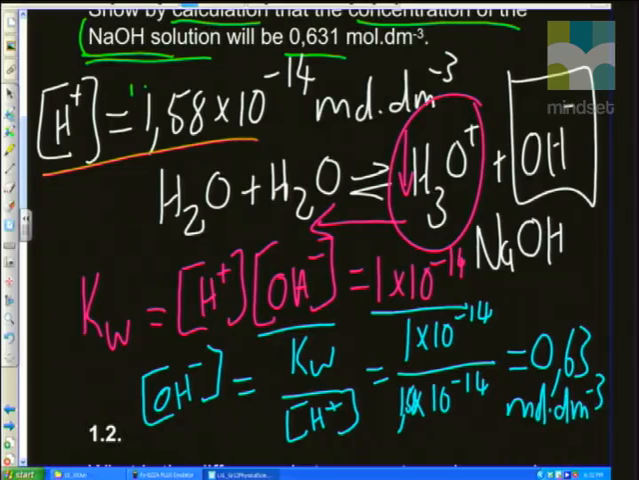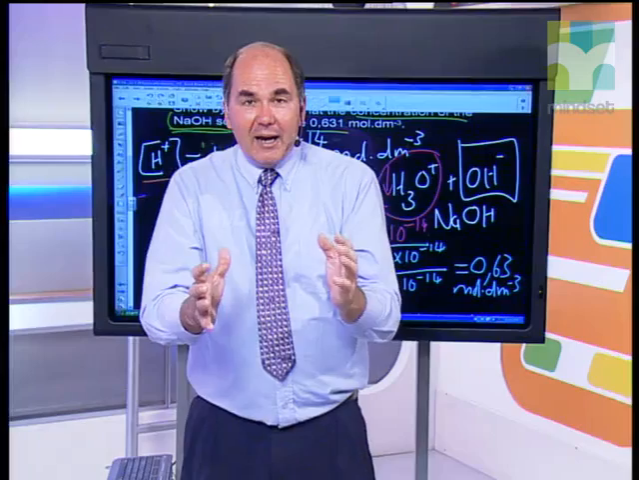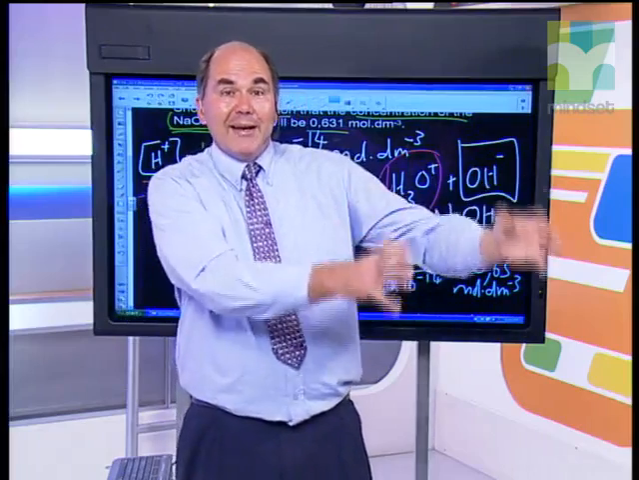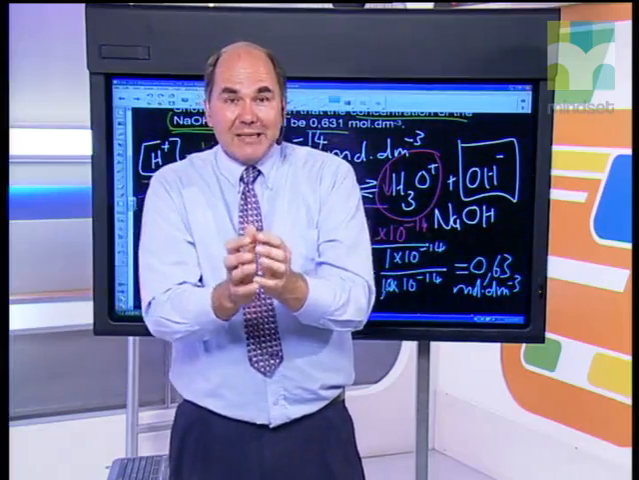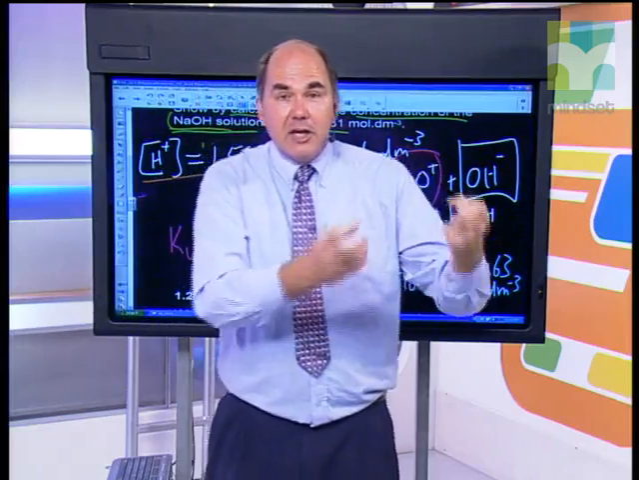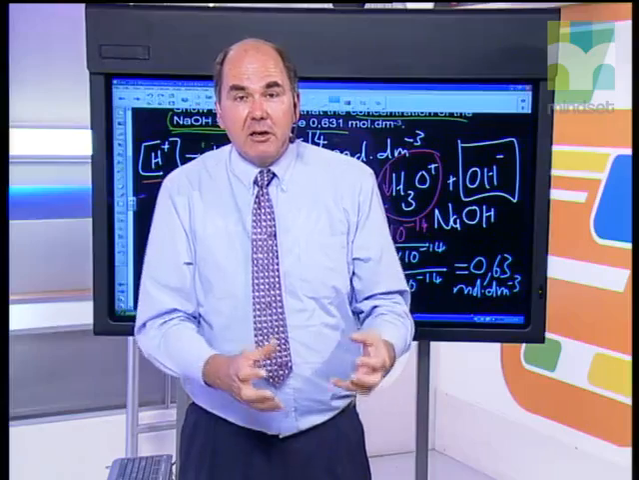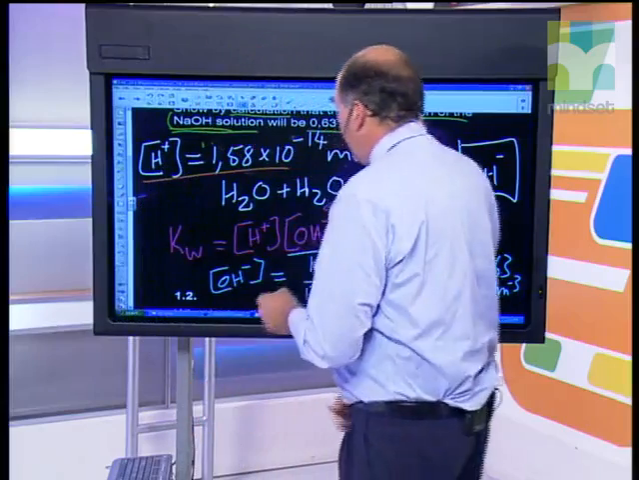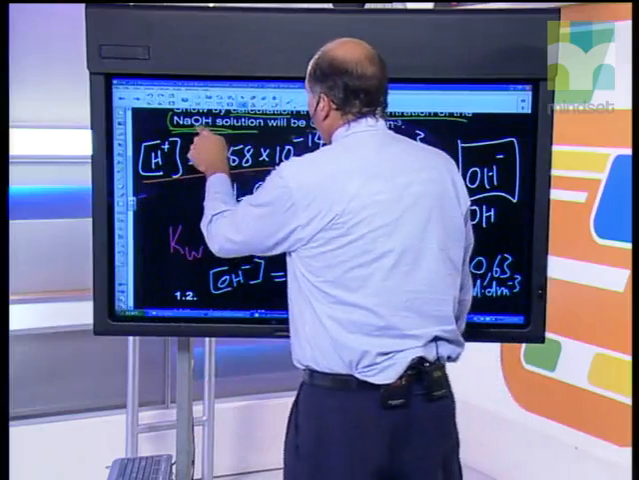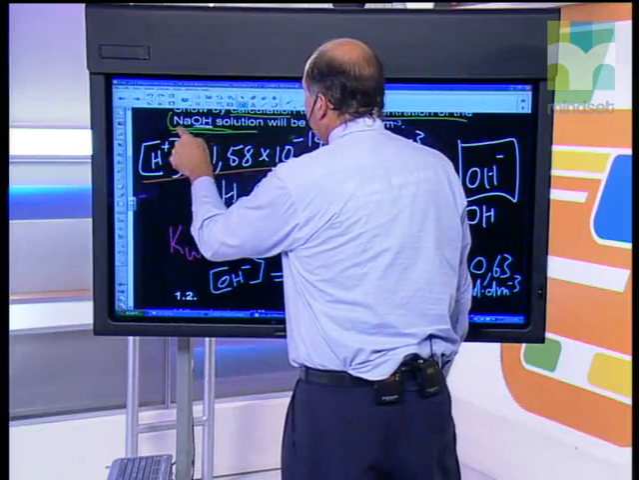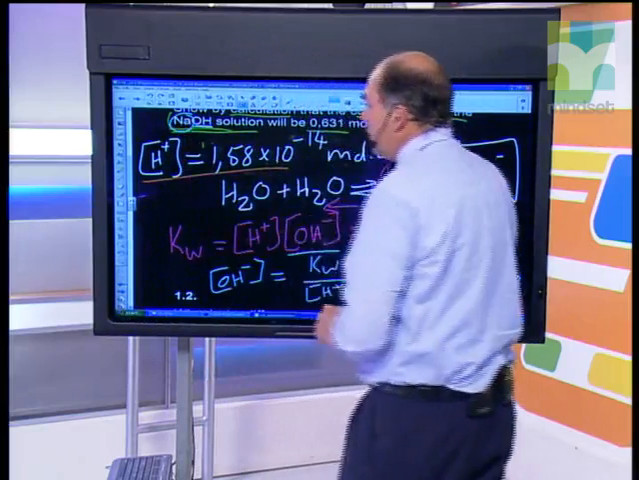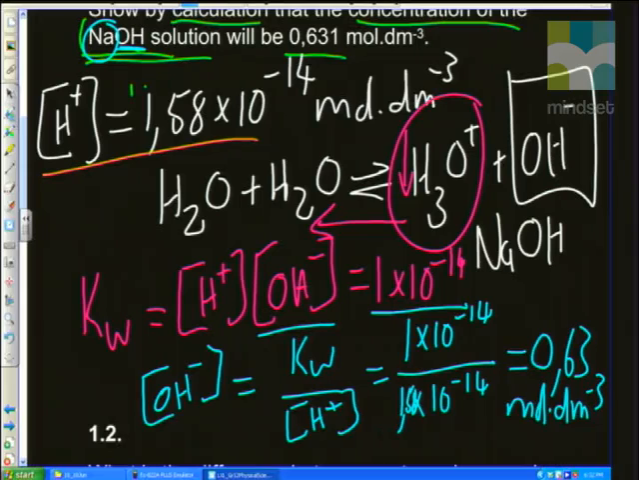Guys, that's the concentration of the hydroxide ion. We were asked to find out the concentration of the sodium hydroxide. Yes, the concentration of the sodium hydroxide is the same as the concentration of the hydroxide. How do we know that? Well, in this case, for every 1 hydroxide, there has to be 1 sodium. So the concentration of the sodium hydroxide is the same as the concentration of the hydroxide ion.